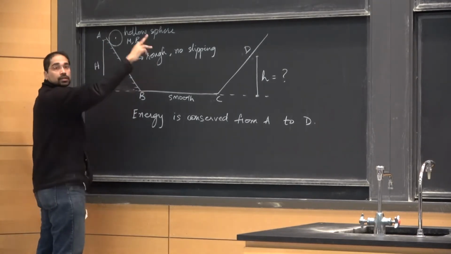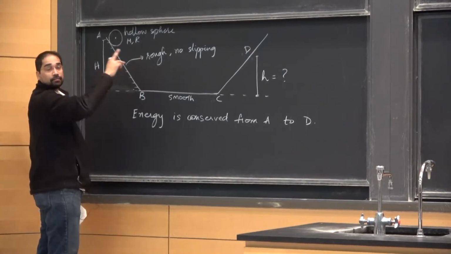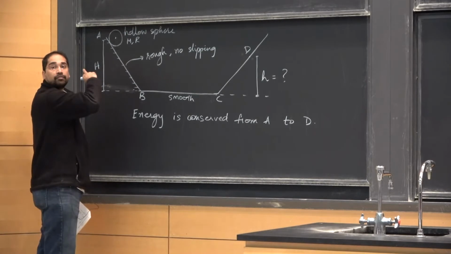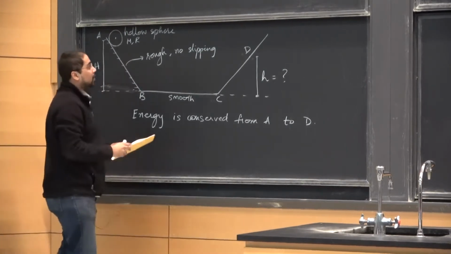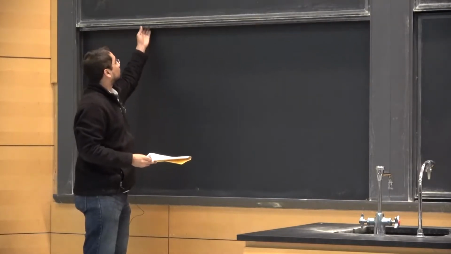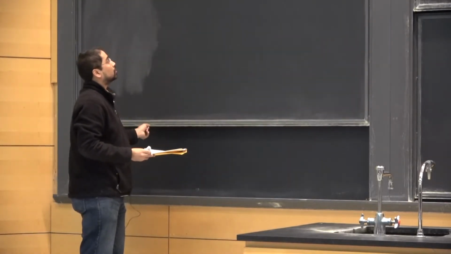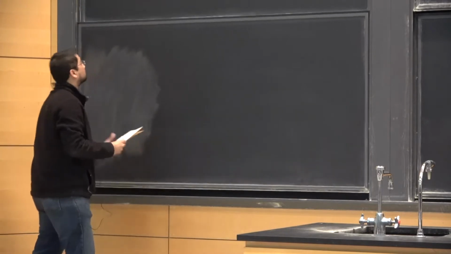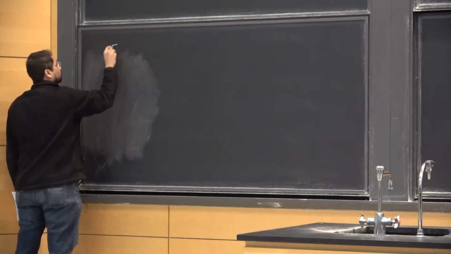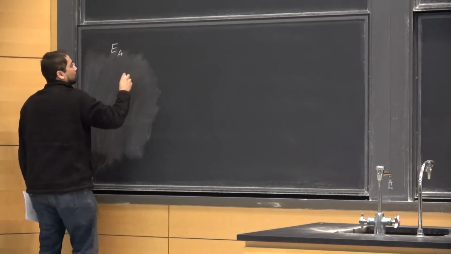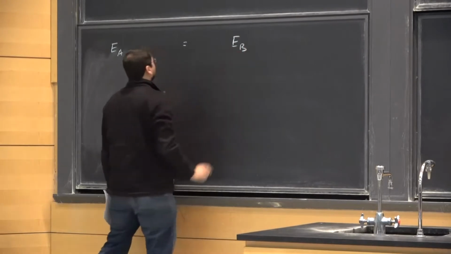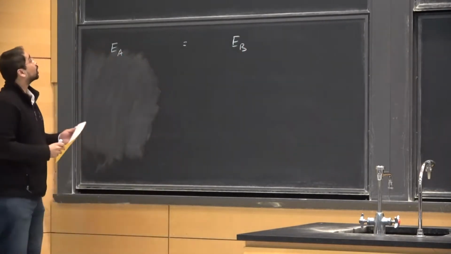So I have to do this in a string of steps. So I'm trying to back calculate. I'm trying to see what I need, and then I'm trying to go back and figure out how to calculate this. So I'll have to start from A. So the total energy at A must be equal to the total energy at B.